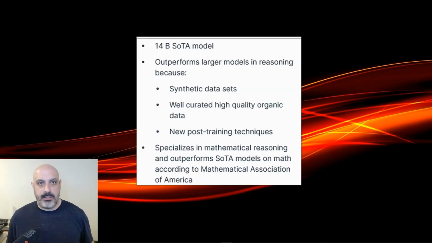Just quickly, some features about it. It's a 14 billion parameter state-of-the-art model. It outperforms larger models on reasoning because it uses synthetic data sets, well-curated, high-quality organic data, and new post-training techniques. It specializes in mathematical reasoning and outperforms state-of-the-art models on math according to a test done up against certain standards at the Mathematical Association of America. Now, all of this information is according to a blog post from Microsoft, the one I just showed you.